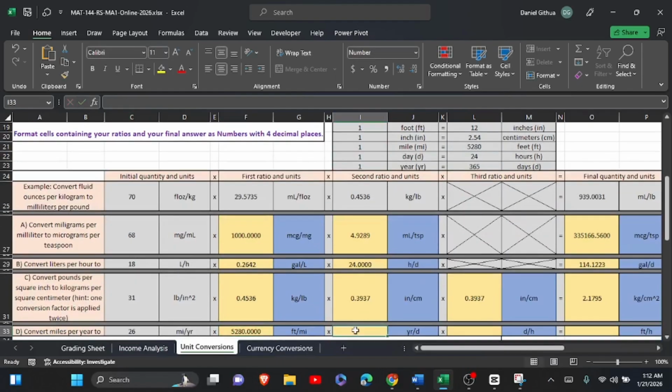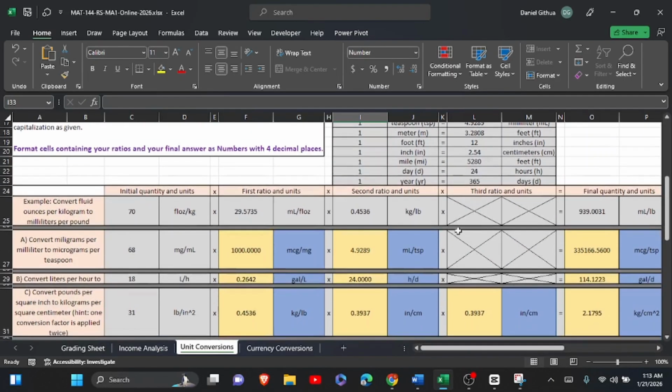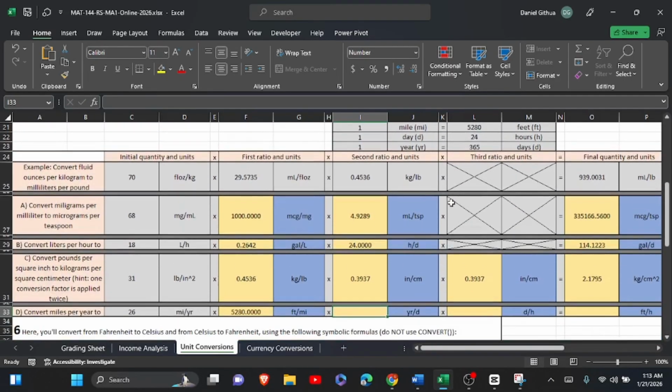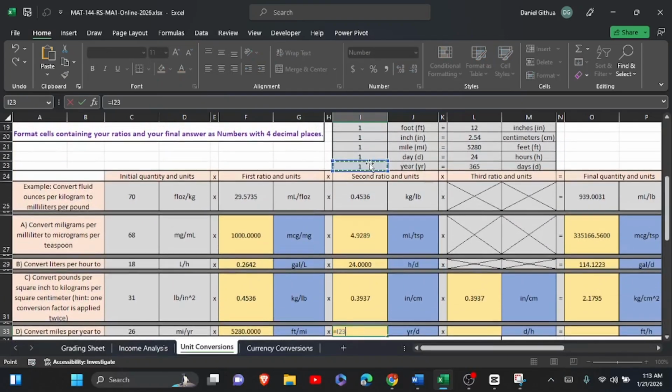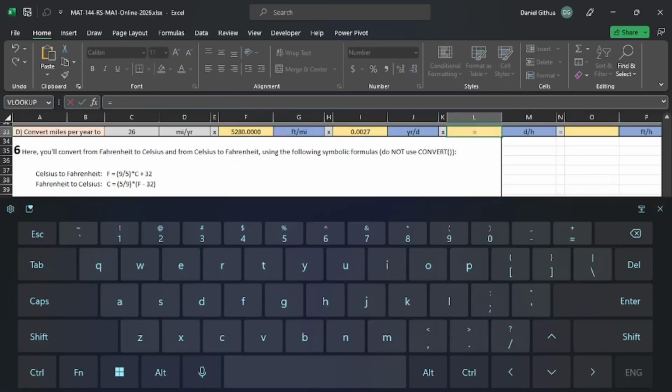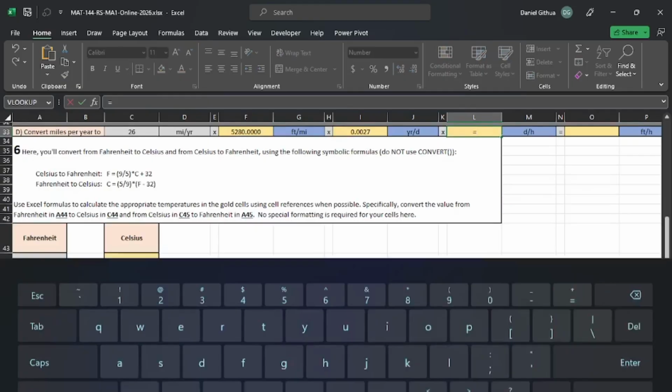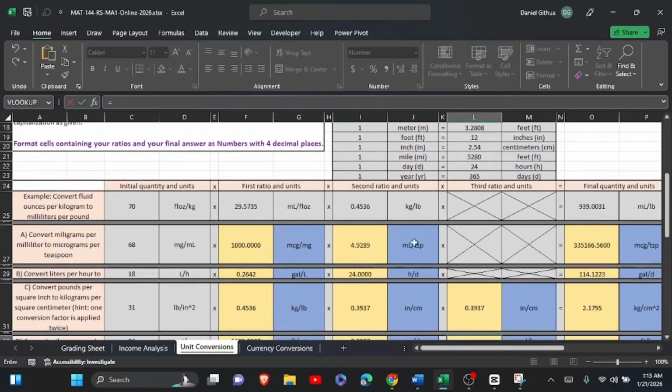Then the other one we want is year per day. So it will be equal to, year is 1 divided by the number of days, 365. The next part is day per hour. We have day and hour. So the day is 1, and we are dividing by 24 for the hour.